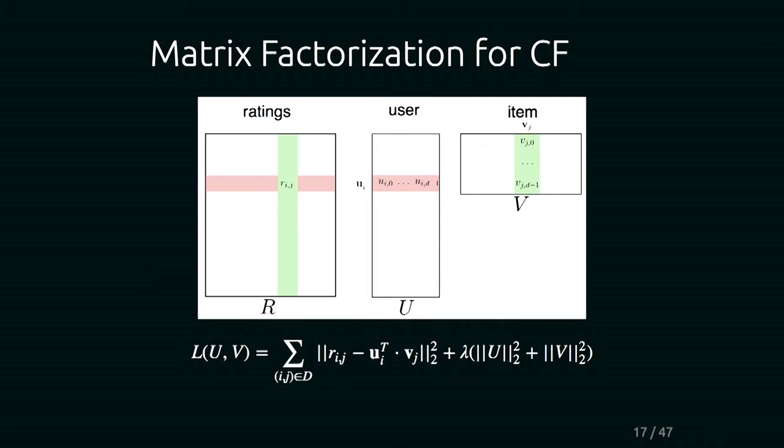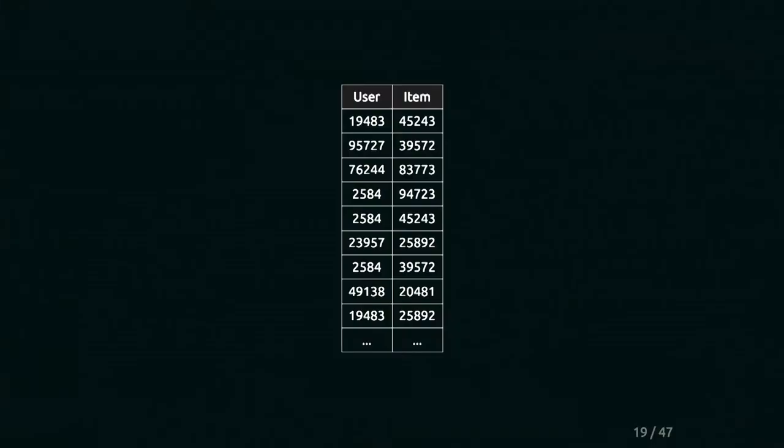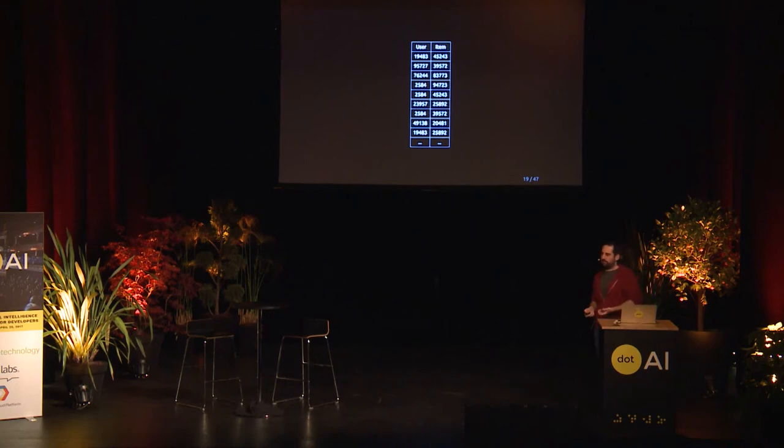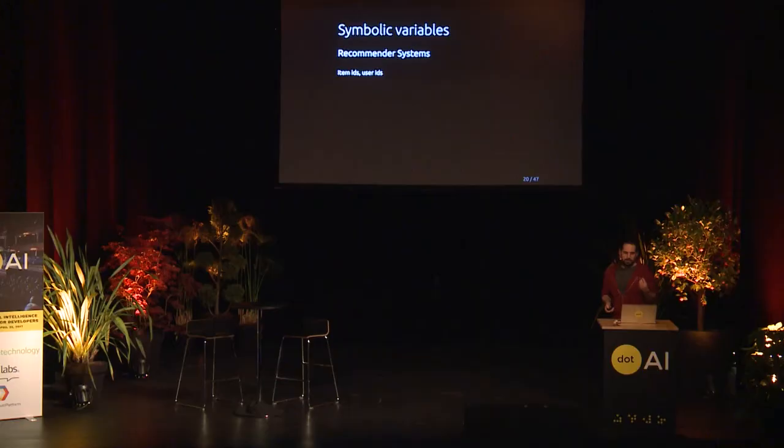If we want to use a neural network, we have a problem because the input is fundamentally integer identifiers for users and items. And so we will need the concept of embeddings. So here is the core of the database: user number something interacted with item number something. If you feed those integers directly to a neural network, you would get nothing. It's just random noise. So you need to deal with those symbolic variables, to treat those integers as symbolic variables and to find a good representation for them.